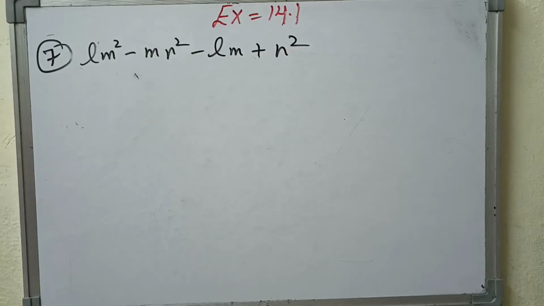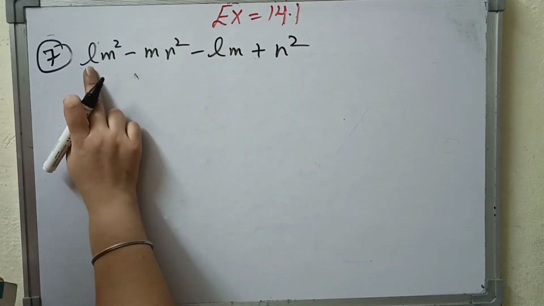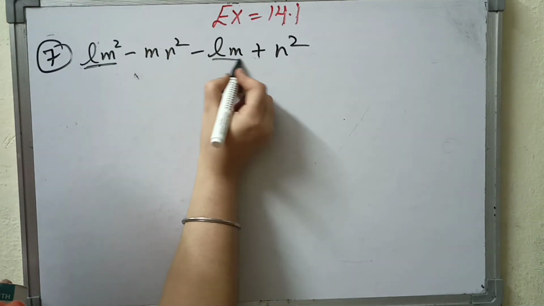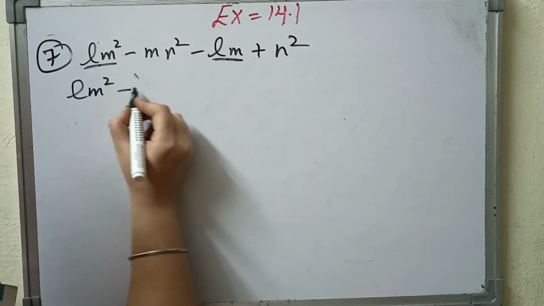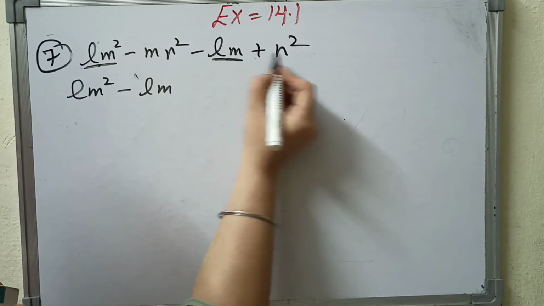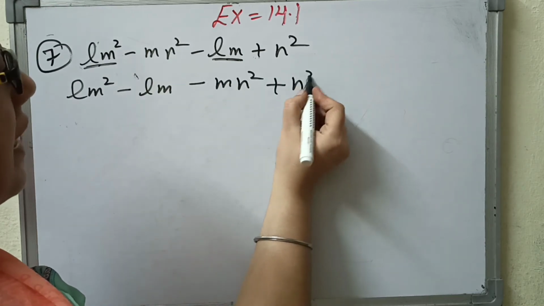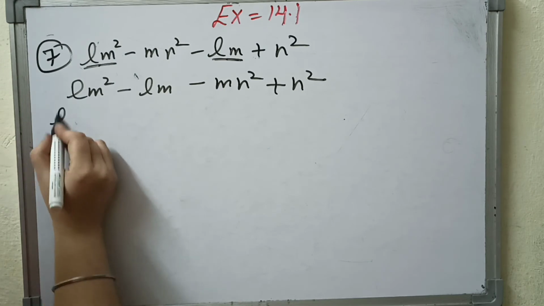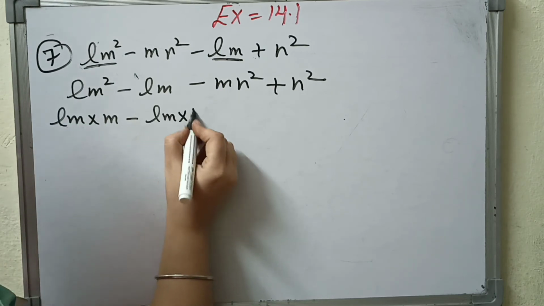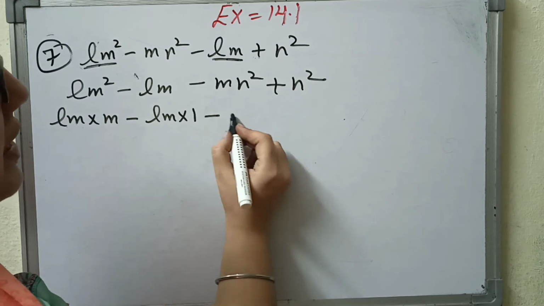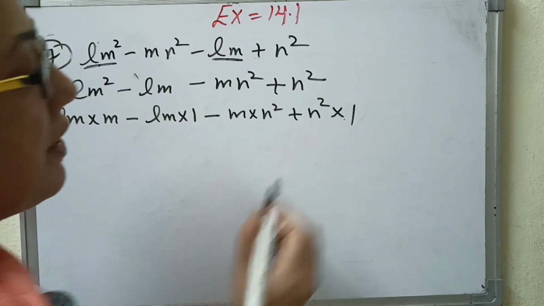Now in sum number 7 there are again 4 terms. Now we group the terms which have a common factor. For example, here lm square we make a group with lm, and the third and fourth terms which are left, minus mn square plus n square. Now lm square can be written as lm into m, and lm can be written as lm into 1. Similarly, minus mn square can be written as minus n square into m, and n square into 1.